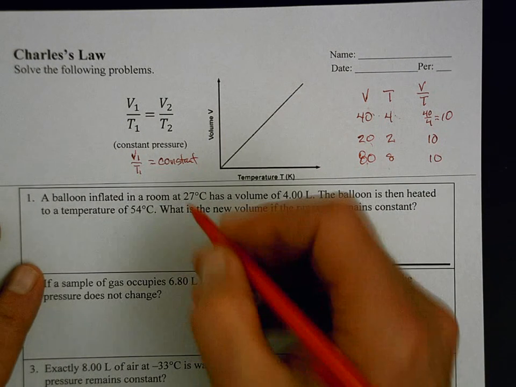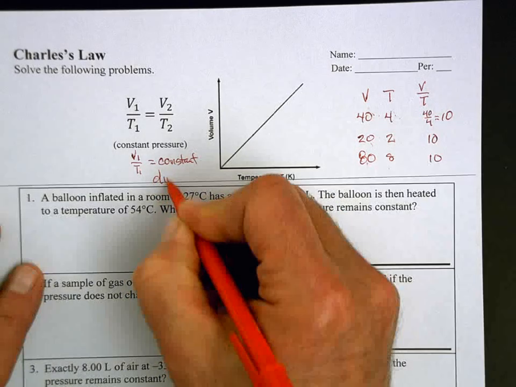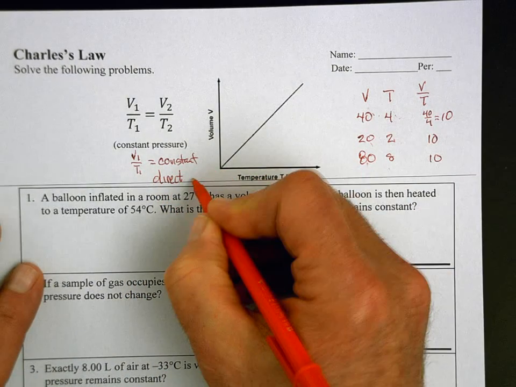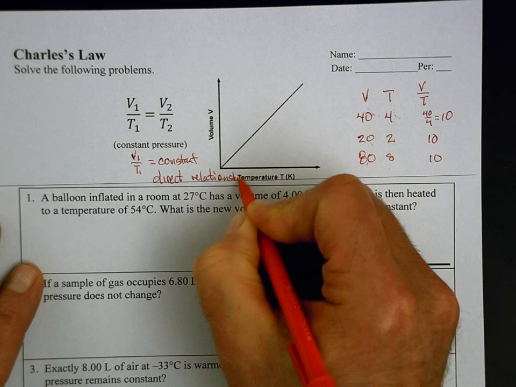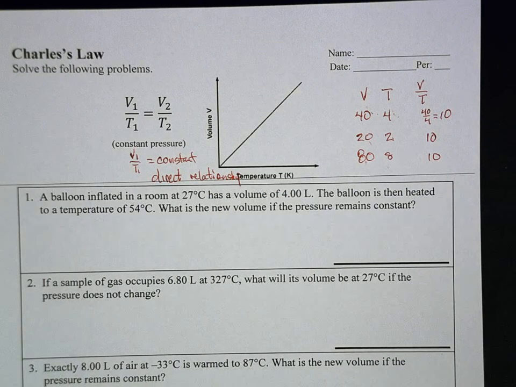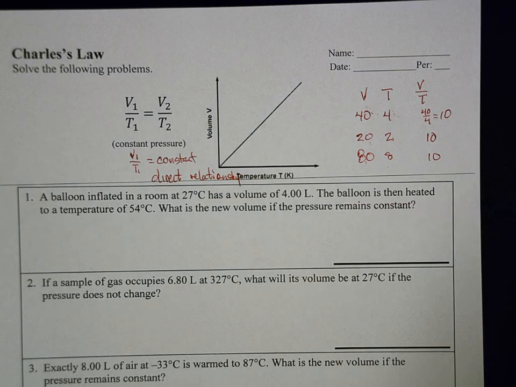And in fact, this is called a direct relationship. They both have to get bigger or smaller the same way. Inverse, they do opposite things. Direct, they do the same thing.